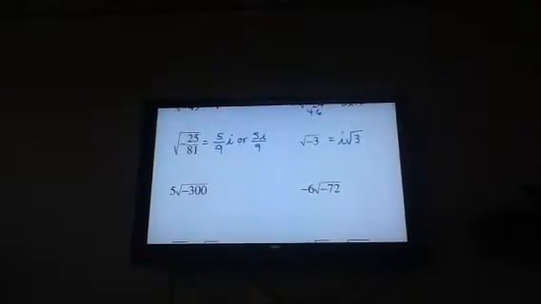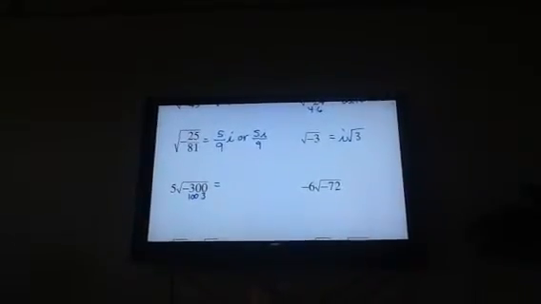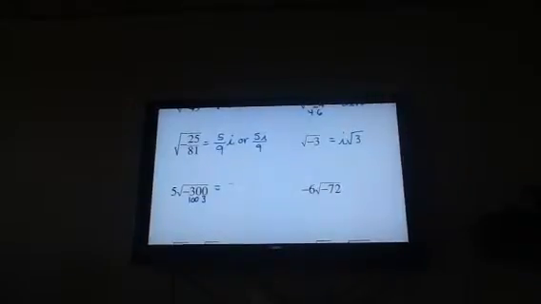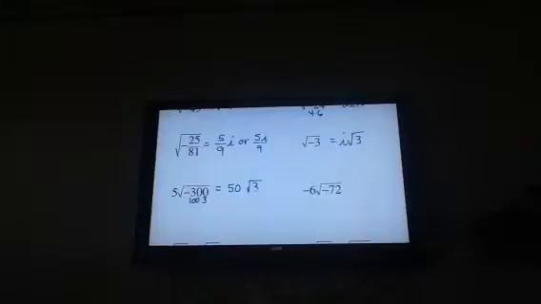5 times the square root of -300. I'm going to take 300 and break it into 100 times 3. So I have my square root of 100 is 10. Times my 5 is 50. My square root of 3 left. And the square root of the negative is i.